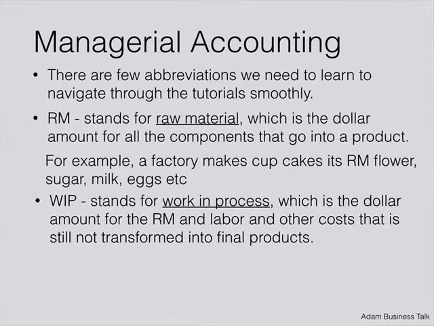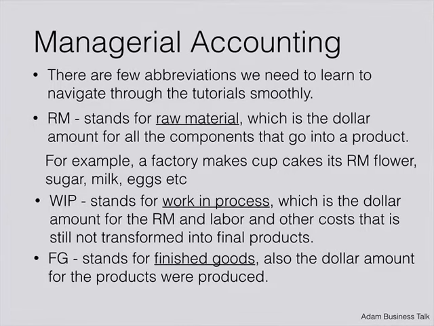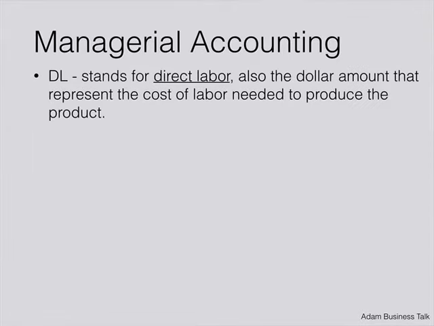The second one is work in progress. Imagine that as a process. It is the process of transforming the raw material into the final good. So it's not a finished good yet, but it's not a raw material anymore. And it also includes some labor expenses and other kinds of expenses. So it's the dollar amount of all the expenses that I needed to finish manufacturing those products. Finished goods is the dollar amount allocated for the goods that were produced.